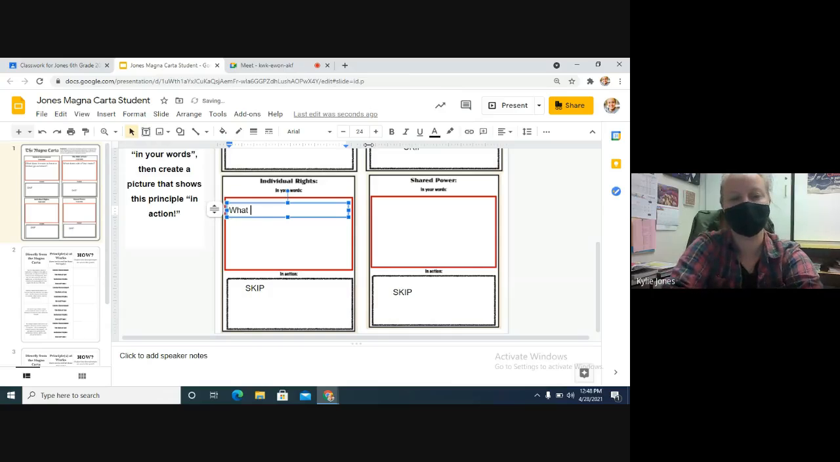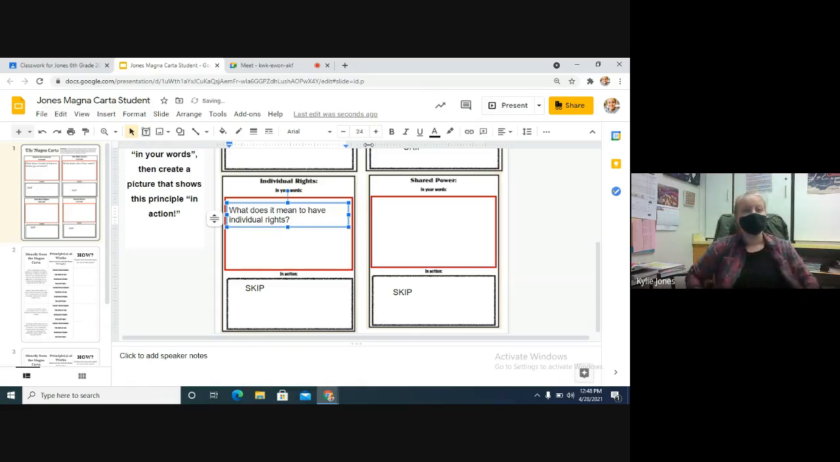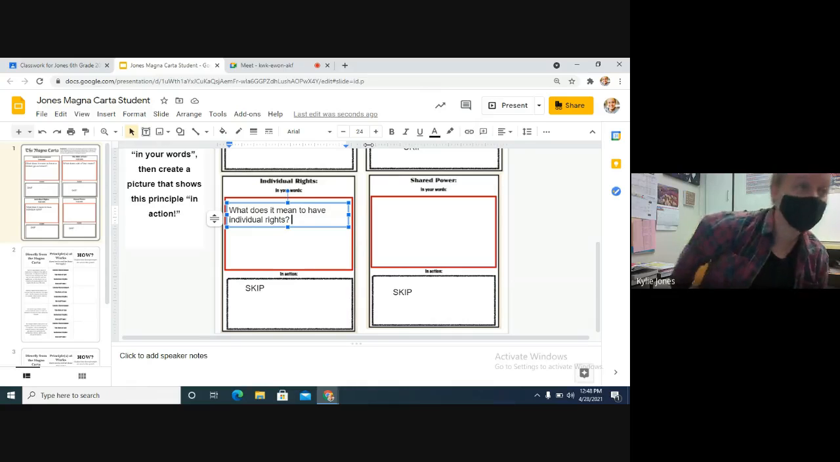I just said it. Yes. And that's exactly what it means. That's more of like it's not an individual right, but that is what it means.